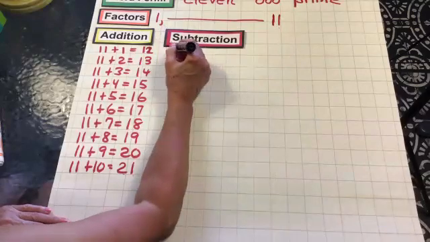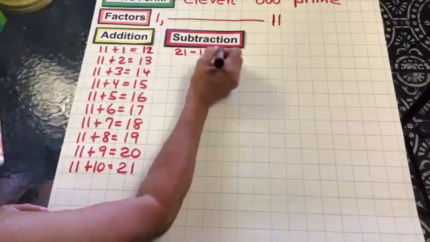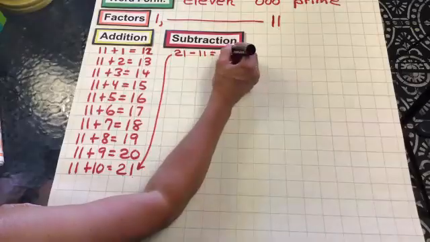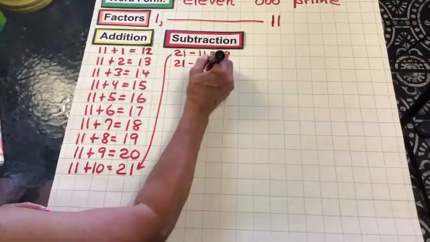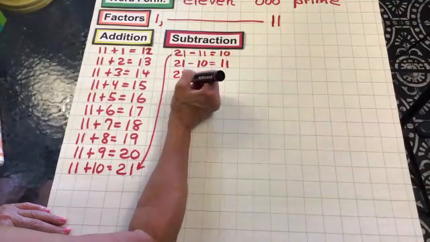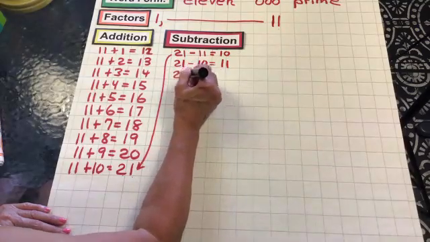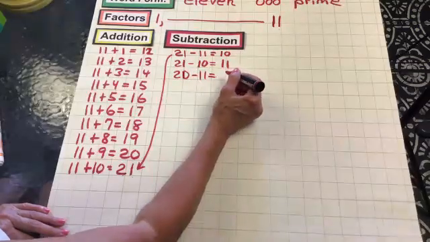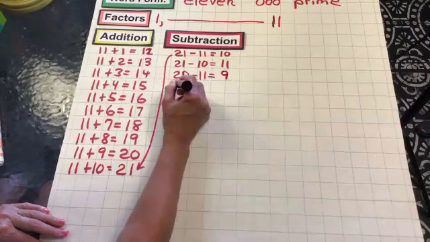All right. So we're going to start with 21. 21 minus 11 equals, and of course we can go all the way down here to see what that is. 21 minus 11 is 10. 21 minus 10 equals 11. Oh my goodness. I'm out of control. Let's do 20 minus 11 equals, see how easy it is to make a mistake. Numbers are crazy. So 20 minus 11 is 9.